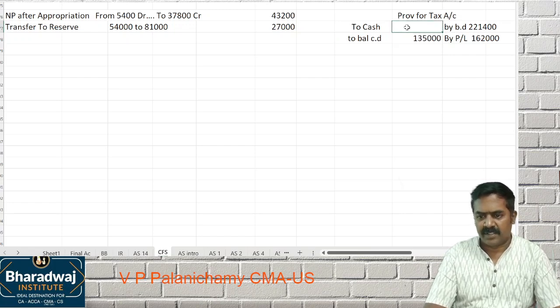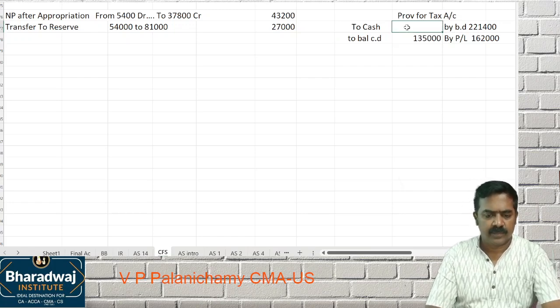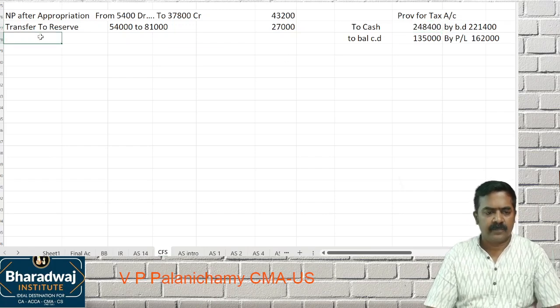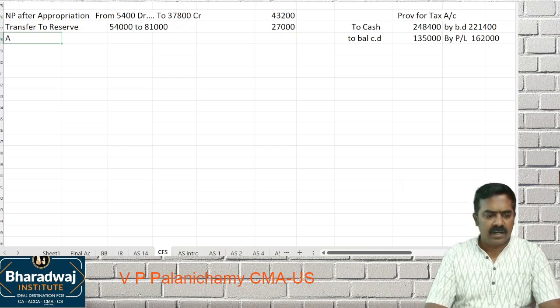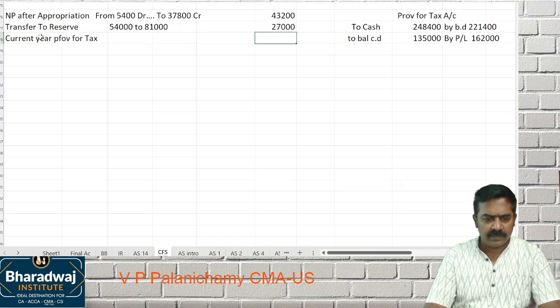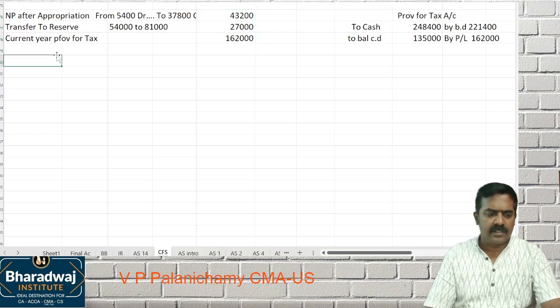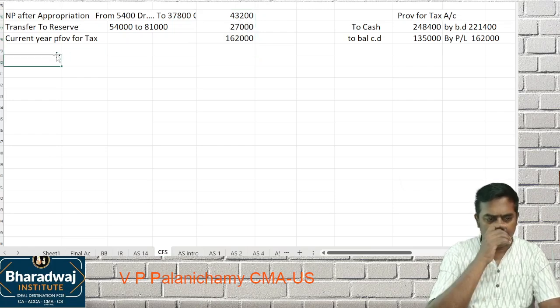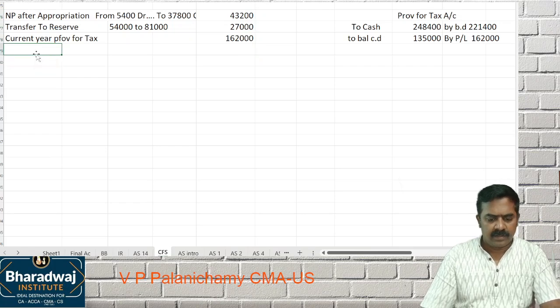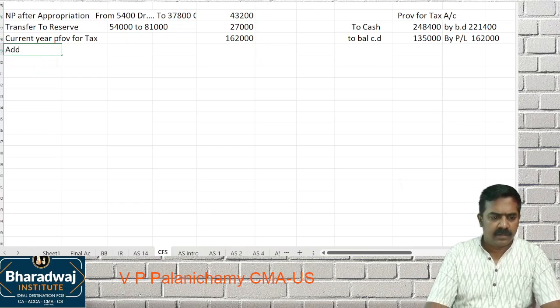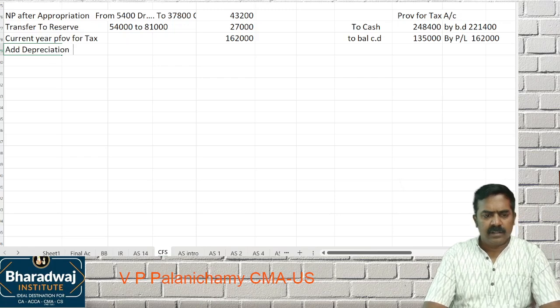1,35,000. What is the tax paid? 248,400. 248,400 works. Then current year provision for tax, 1 lakh. Then what else requires adjustment? They have not given any adjustment.